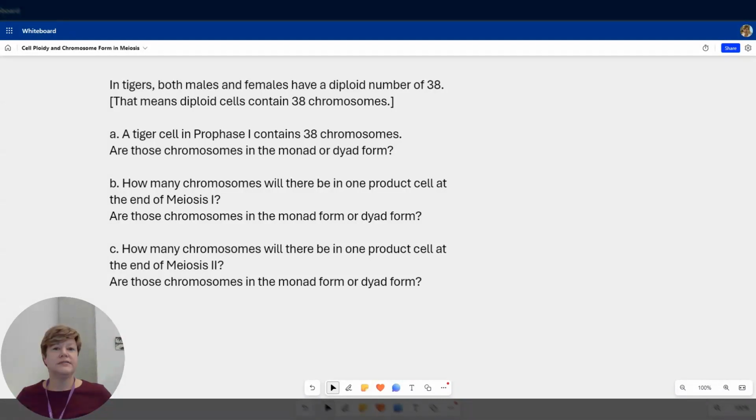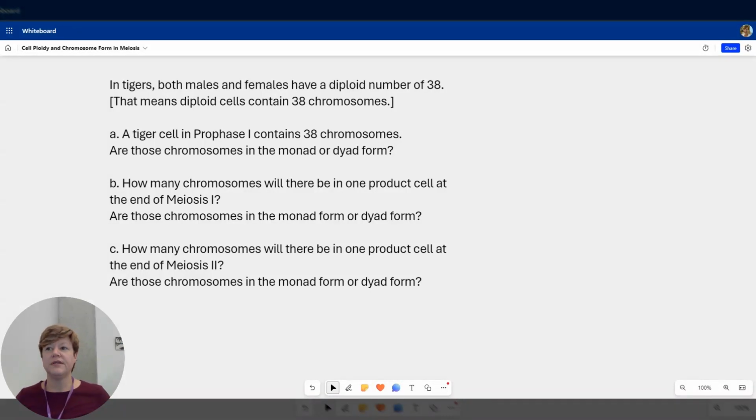And the other rule is that those chromosomes are always in the replicated form because there's always going to be a chromosome replication prior to prophase 1. So when it asks, are those chromosomes in the monad or dyad form, because they're replicated chromosomes, then the answer is dyad form. There are 38 dyad form chromosomes in that cell, and the cell is diploid.